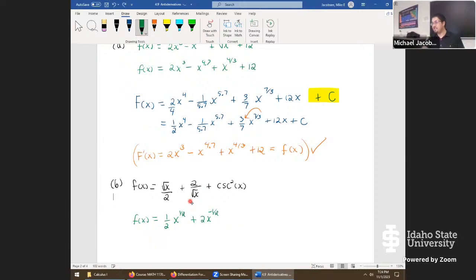Awesome. So that one's done. It's ready to go. Cosecant squared x. There's not much you can do to that. But the moment you see a trig function, here's what we should do.